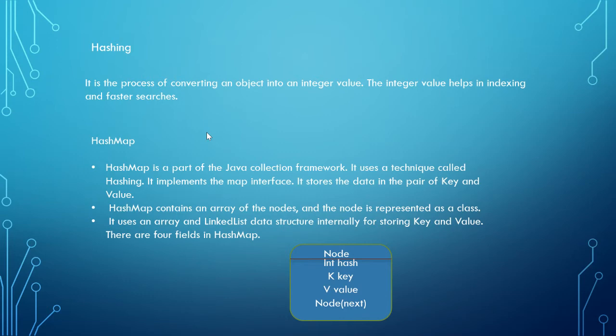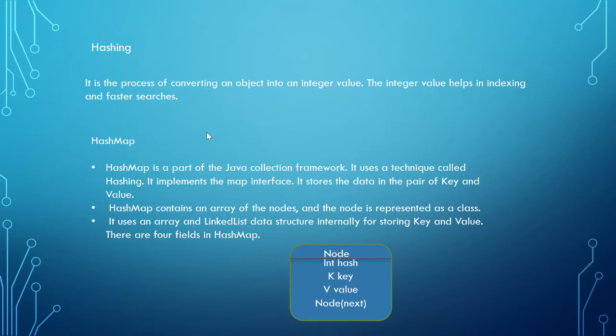First is hashing. Every operation in HashMap is based on hashing, which finds the hash code of the key. So what is hashing? Hashing is basically the process of converting an object into an integer value, and the integer value helps in finding the index for searching.